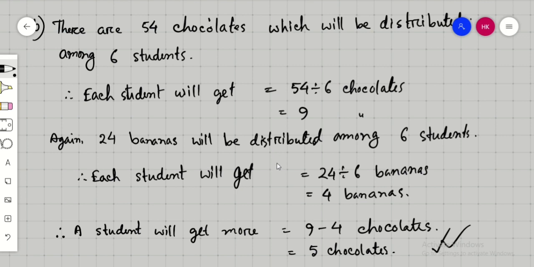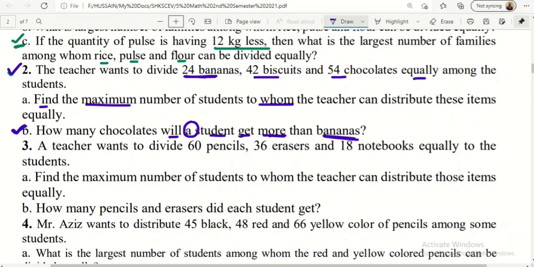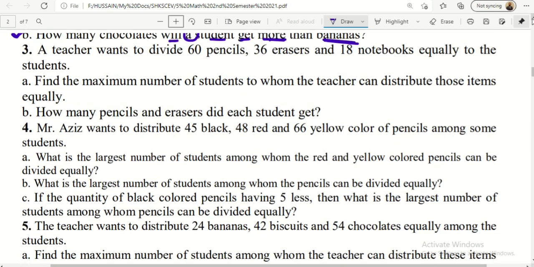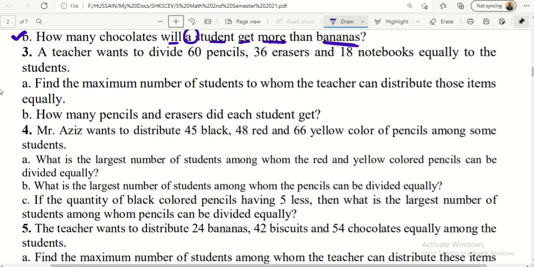So which completes question number 2. I hope you understand. If you don't understand, you just repeat the video. I hope you will understand very clearly. Now we want to move to our next question, question number 3. Question number 3 says, a teacher wants to divide 60 pencils, 36 erasers and 18 notebooks equally to the students. Find the maximum number.